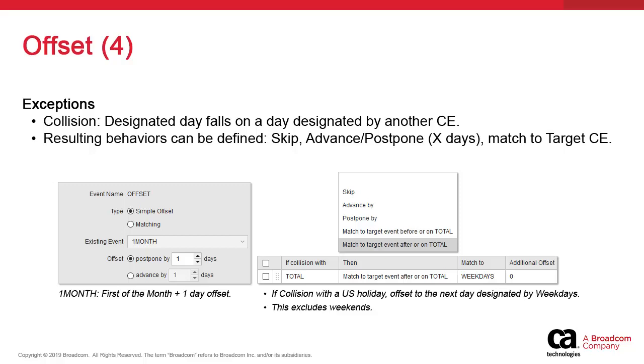In our example, the existing event is first of the month. However, we want to avoid holidays and postpone to the next business day instead. We use the US calendar total events in the collision field and simply match to the weekday's calendar events. If January 1st is a holiday and a Friday, the next designated day will be Monday 4th, since Saturday and Sunday are not weekdays. The offsets also means that if the 4th were a holiday, it would again offset to the next weekday, which would be Tuesday 5th.